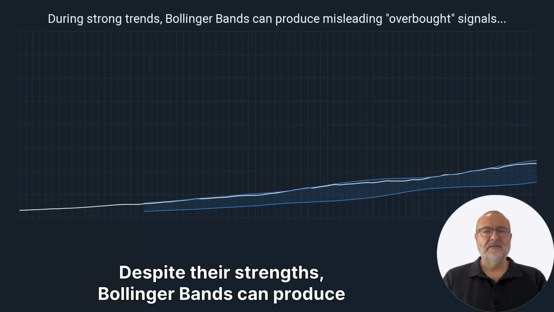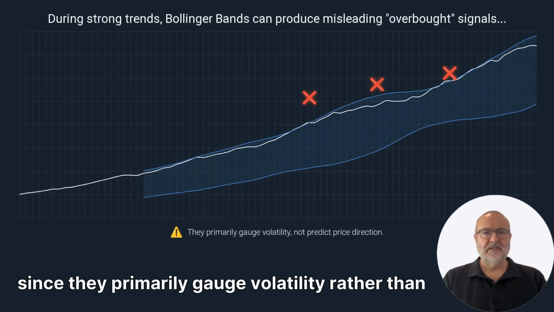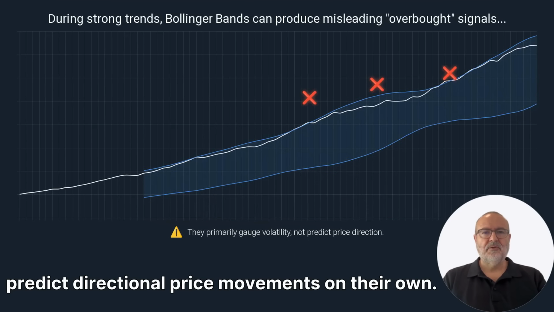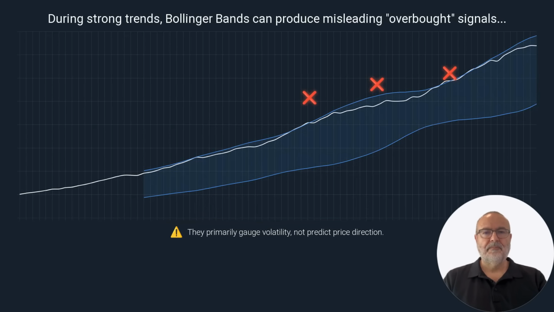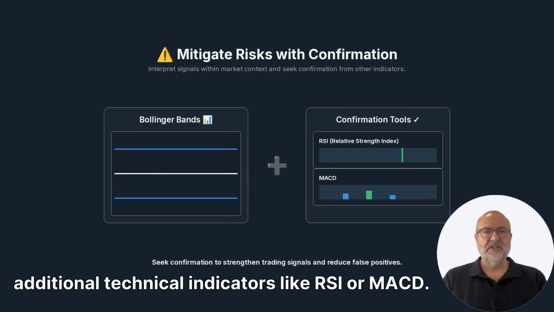Despite their strengths, Bollinger Bands can produce misleading false signals during prolonged strong trends, since they primarily gauge volatility rather than predict directional price movements on their own. To mitigate these risks, it is essential to interpret Bollinger Bands within the broader market context and always seek confirmation from additional technical indicators like RSI or MACD.